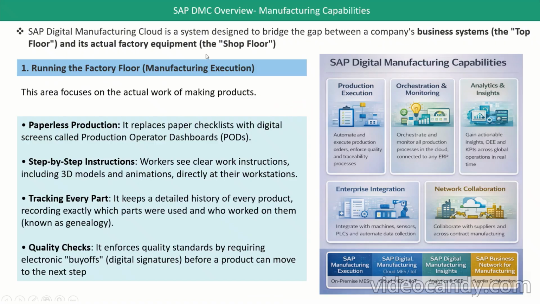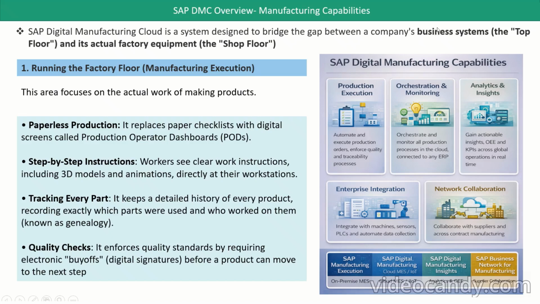Coming to the next topic in the SAP Digital Manufacturing overview, manufacturing capability. Let's talk about the capability of SAP Digital Manufacturing on Cloud. Whenever we talk about SAP Digital Manufacturing on Cloud, the main thing is that it bridges the gap between the business system, that is your S/4HANA or ERP system, and the actual factory equipment, or you can say the shop floor.